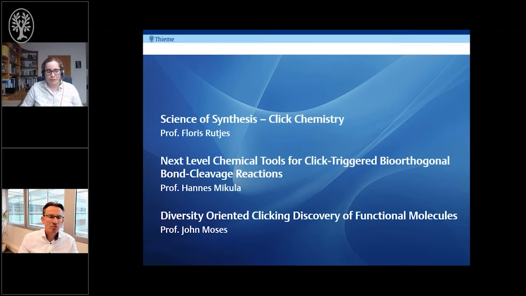There'll be two 30-minute talks today, followed by Q&A for both, with a short Science of Synthesis demonstration in between. And the chair for the session, as mentioned before, is Professor Floris Rutjes, who holds a chair in organic chemistry at Radboud University in Nijmegen in the Netherlands, and his research interests include the synthesis of bioactive heterocycles, click chemistry, and continuous flow synthesis. He's the director of the Institute for Molecules and Materials at Radboud and president of the European Chemical Society, EuChemS. Floris, the floor is yours.